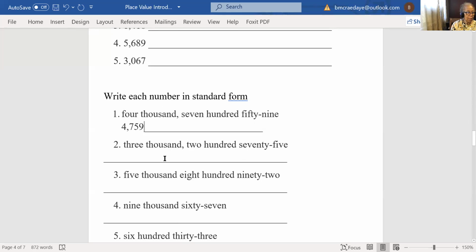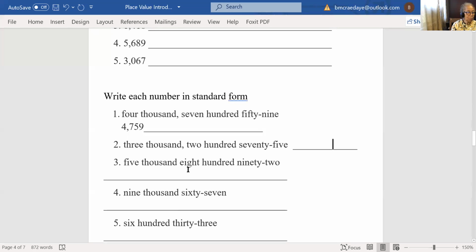Okay. Now let's go to our next number. In words, it is 3,275. So let's just write it as 3,275.